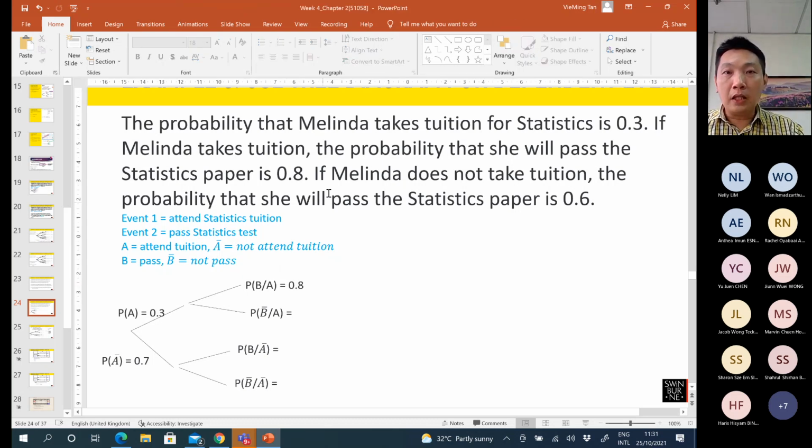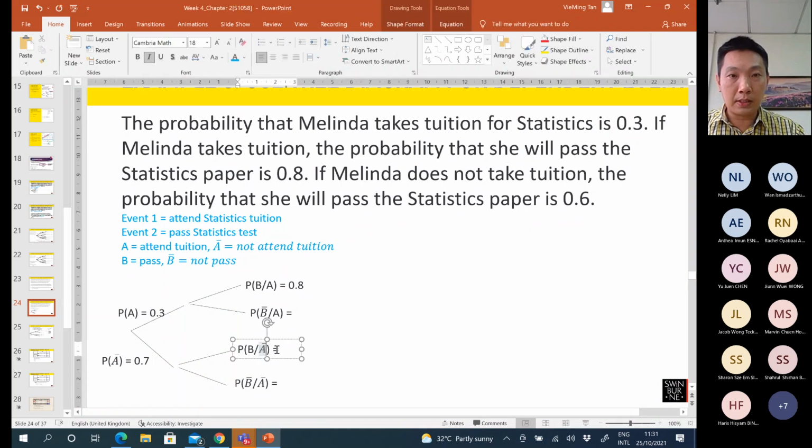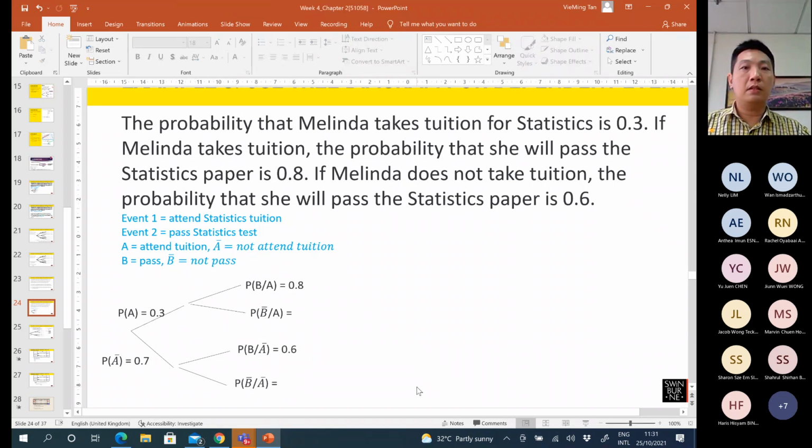Okay, last sentence. If Melinda does not take tuition, so it's A bar, right? So you have to check A bar, this one. The probability that she will pass, which is B, is 0.6. So it refers to this branch, 0.6. So I stop for a while. Are you okay with these two numbers? This one is from the second sentence. This figure is from the third sentence.